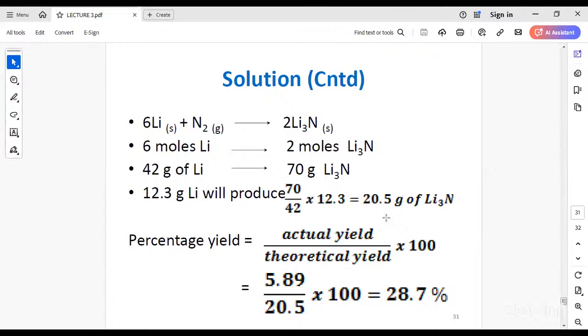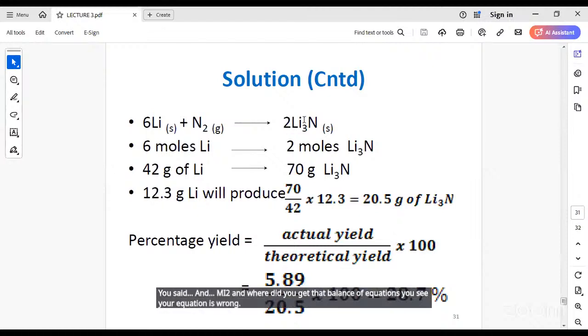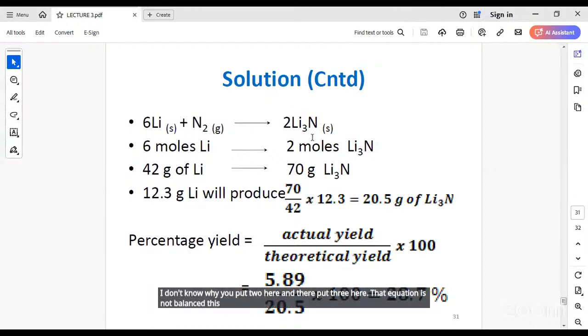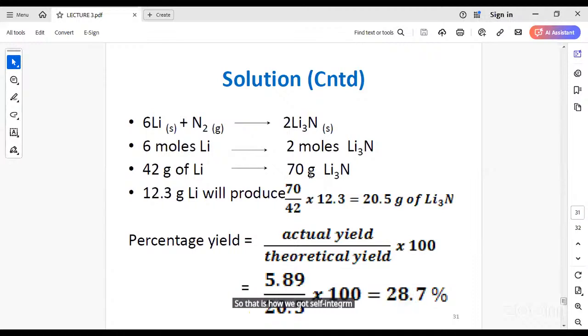You said Li to N3. Where did you get that balanced equation? You see, your equation is wrong. This is the balanced equation we are using. I don't know why you put 2 here and they put 3 here. That equation is not balanced. This is your balanced equation. So that is how we got 70 grams of your lithium nitride.